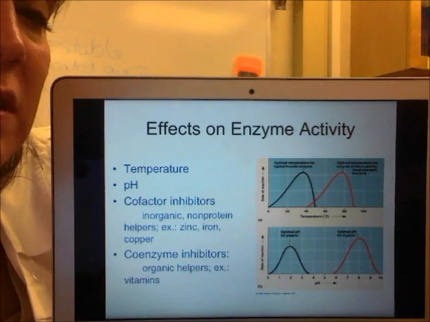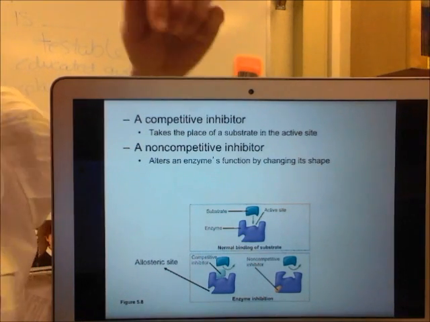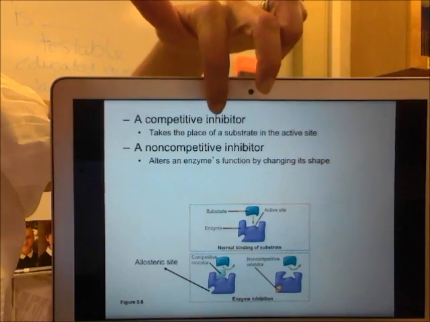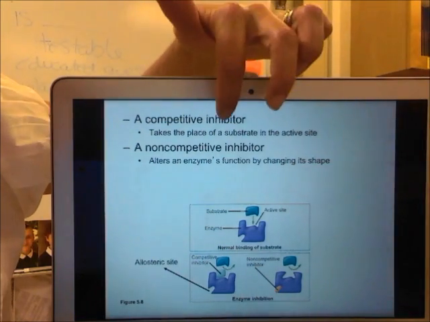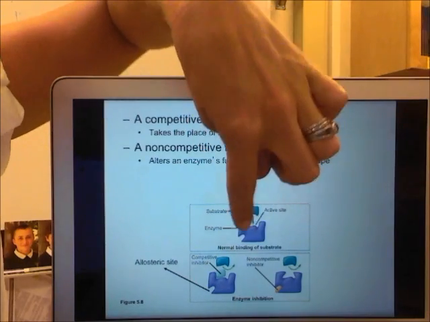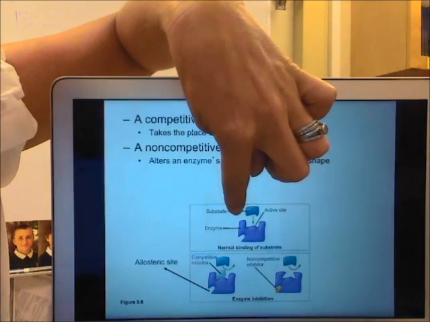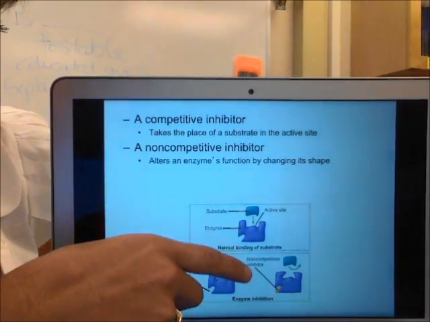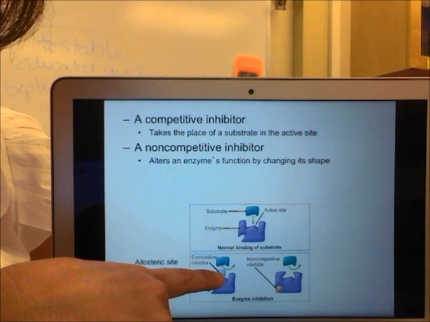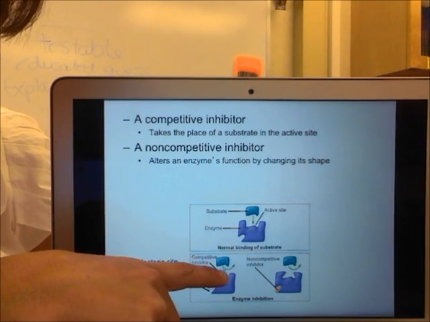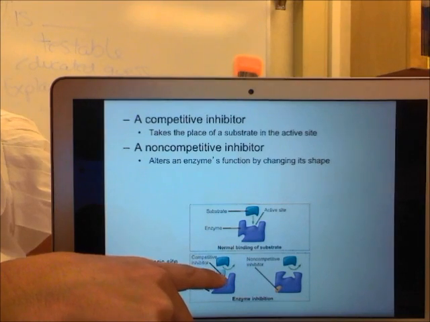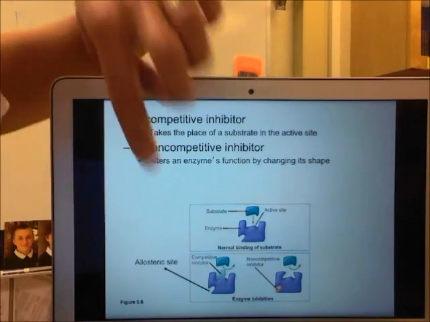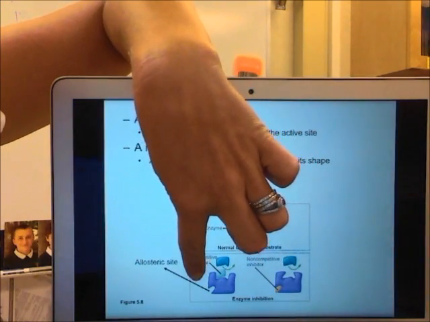To talk more about inhibition, there are two types of inhibitors: competitive inhibitors and non-competitive inhibitors. Competitive inhibitors actually take the place of the substrate. Here's our enzyme, here's our normal substrate. Notice the substrate fits perfectly into the active site right here. Well, if you look at a competitive inhibitor, it's bound to the active site, which then prevents our normal substrate from binding. If it can't bind, the reaction won't happen, and then we won't produce our products. So competitive inhibition literally takes the place of the substrate in the active site.